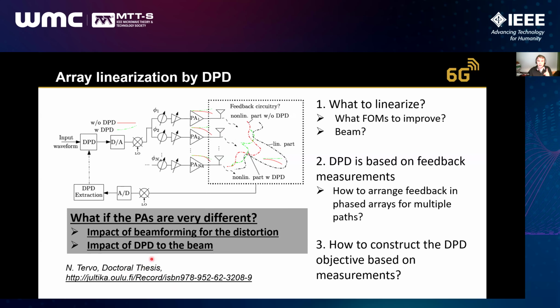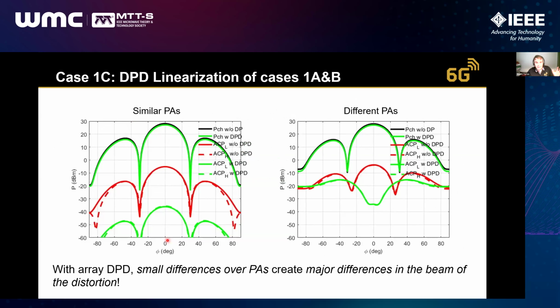I'm interested in this box here. If PAs are different, we learned that there's some impact on the beam of the distortion from these differences. Now I want to see how that looks if I linearize the group of transmit amplifiers by using DPD. Let's see. I take the same example, 4 power amplifiers, 4 antennas, and the case of exactly the same PA for all antenna paths and a bit different PAs for different antenna paths, and see what happens.